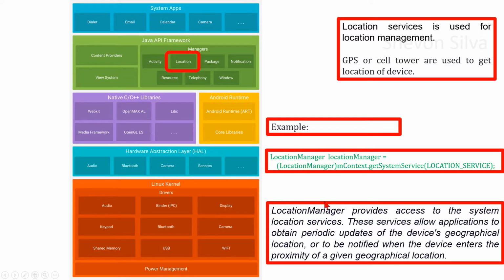As an example, we can consider location manager. There's a code segment for location manager, and location manager provides access to the system location services. These services allow applications to obtain periodic updates of the device's geographical location, or to be notified when the device enters the proximity of a given geographical location.